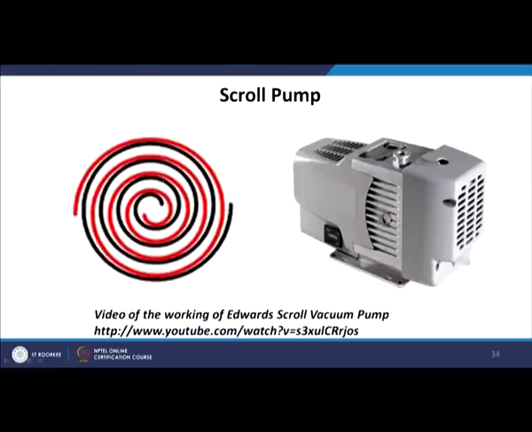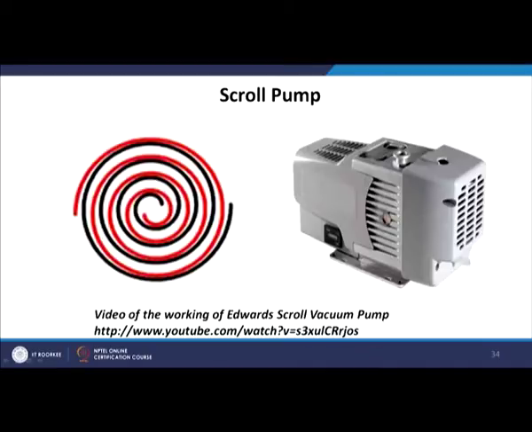So, you can see here there are two scrolls, and this is kind of like an Archimedean spiral. One is fixed and another rotates. This is the overall picture of this scroll pump. If I open it, we can see this kind of spiral structure inside it. One of the spiral structures is fixed while the other rotates.